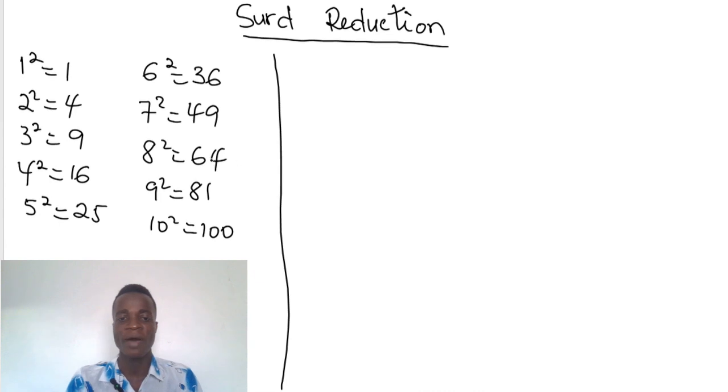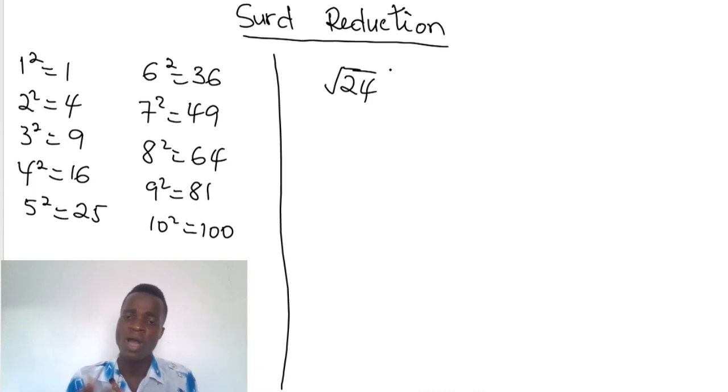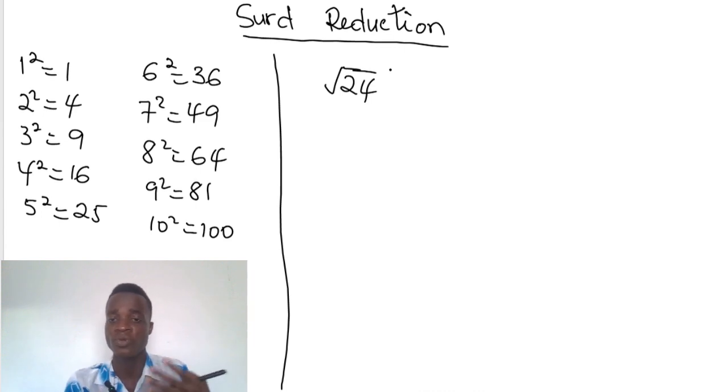So for perfect squares, it's easy to go back and find the roots. But let's look at other numbers that may not be prime numbers or perfect squares. For example, trying to find the square root of 24. 24 is not a prime number. 24 is not a perfect square. So how do we tackle this issue? To tackle this issue, you have to do something we call set reduction. You need to reduce the number.